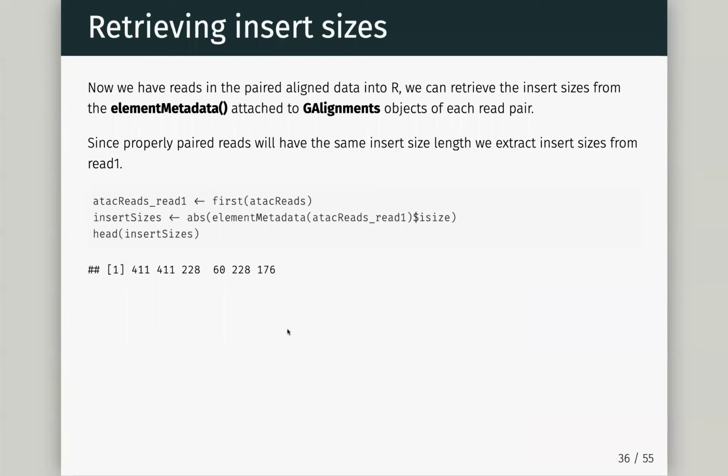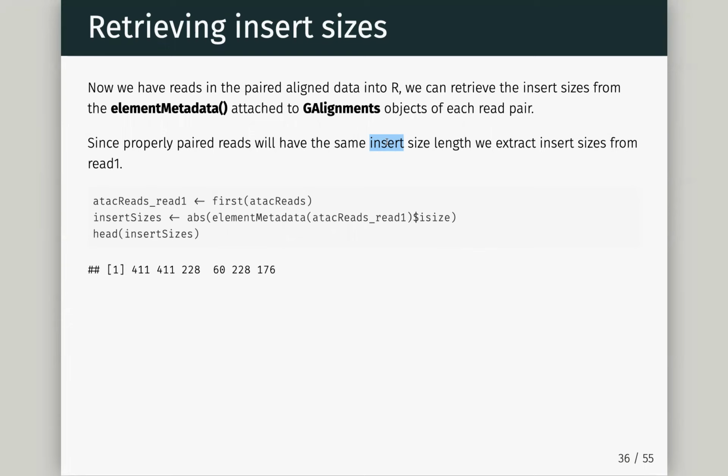Now we have these reads already in paired-end data format in R. We can then retrieve the insert sizes, and this is something which is super useful. This is probably the second thing people ask me to check in a BAM file. Properly paired reads will have the same insert size, so the distance from read 1 to read 2 is going to be the same as the distance from read 2 to read 1. We only need to look at one of the reads.